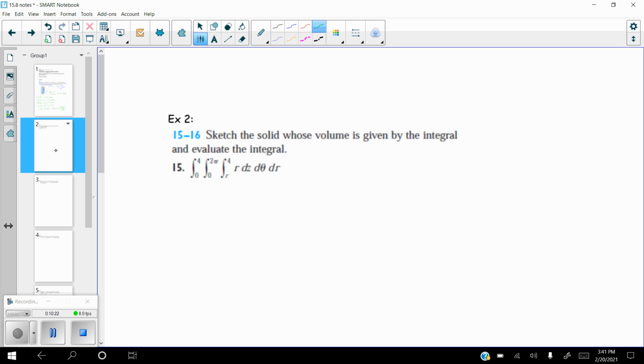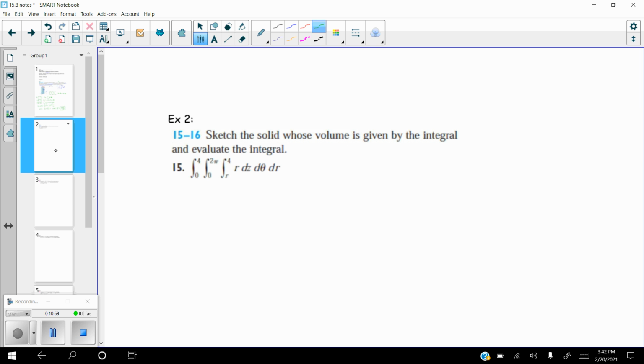So sketch the solid whose volume is given by the integral and evaluate the integral. Okay, so it says this particular thing gives us the volume, and it gives us the volume because there is no density function. There's nothing in there as a density function. You might look at that and say, well, wait a minute, what about the R? The R is a part of the conversion factor for the polar. So that's actually not a part of the density. The density function is 1, which is why we're finding the volume.